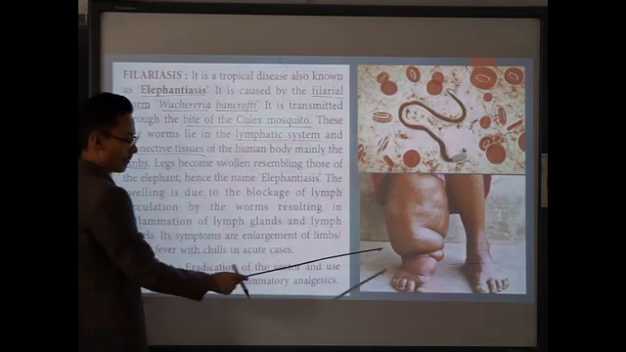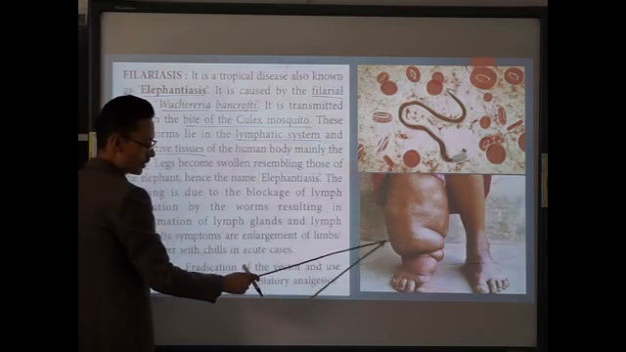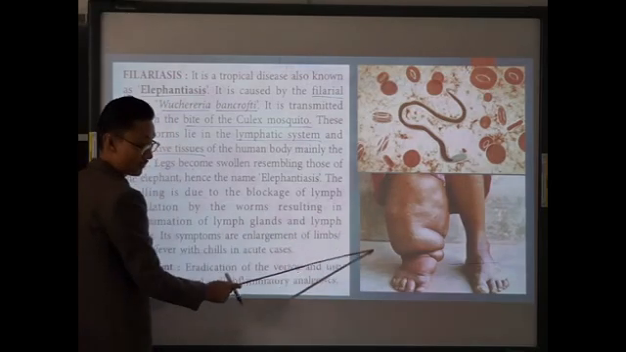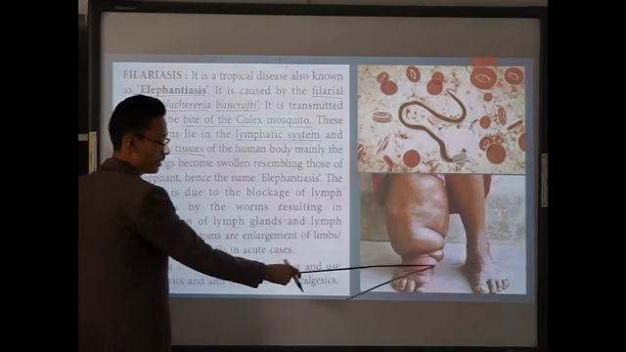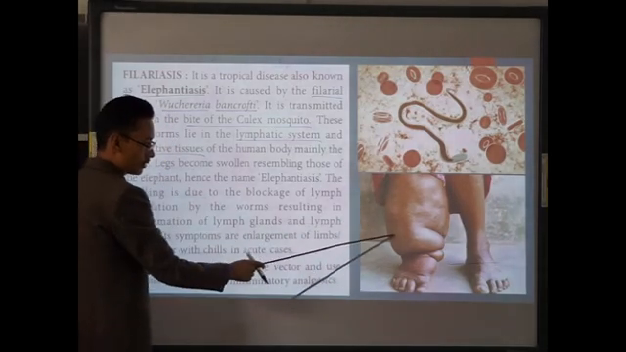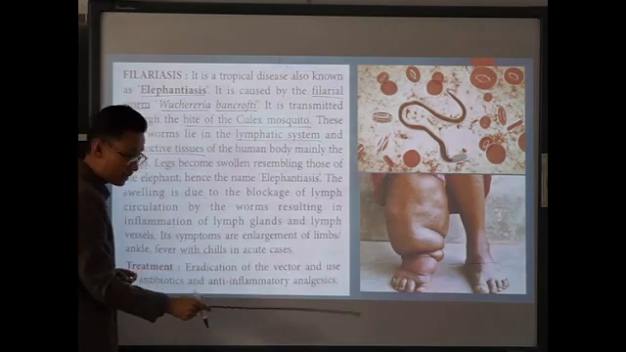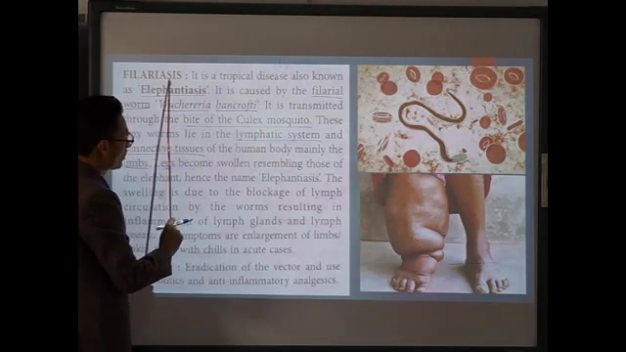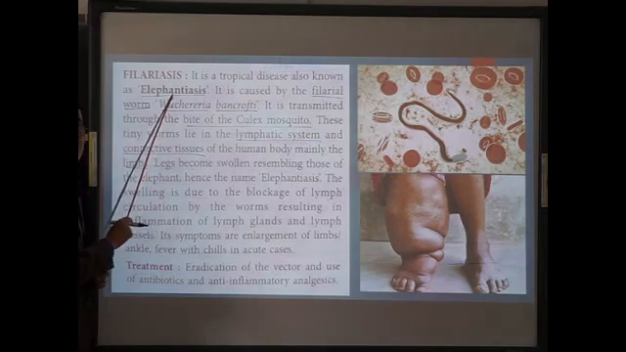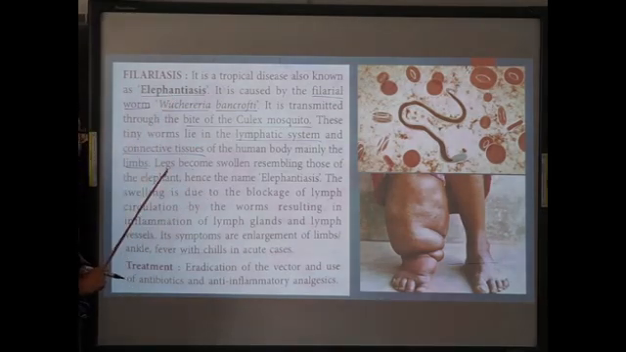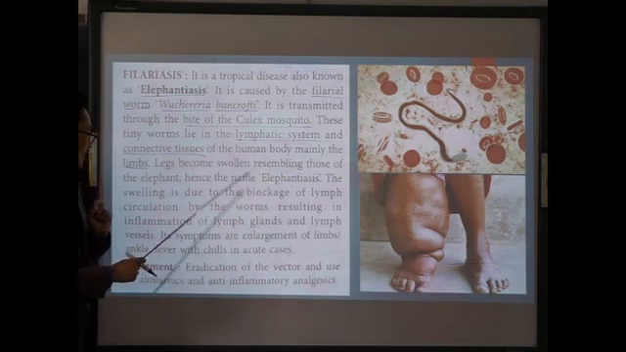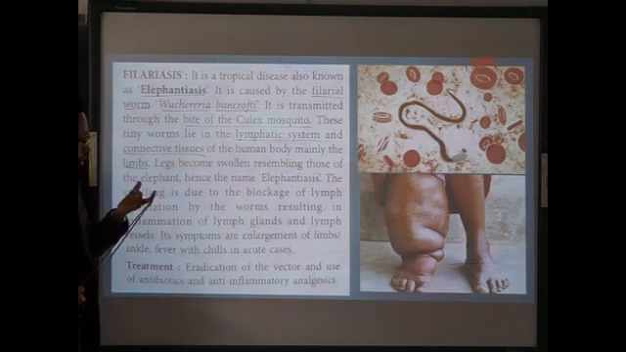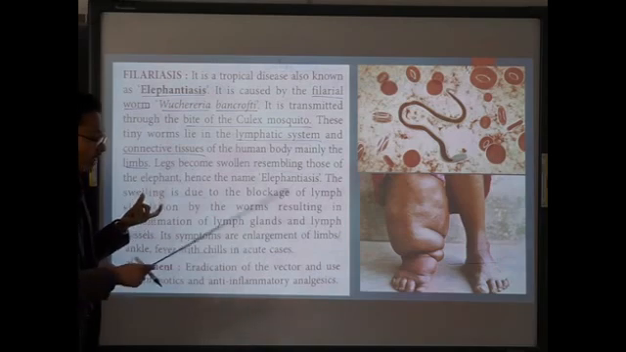So can you look at the diagram? Over here you can see the structure of the leg, right? It's totally swollen. There's inflammation of the leg. It looks like the leg of an elephant. Hence, the disease is also known as elephantiasis. Now, the legs become swollen, resembling those of the elephant. Hence, the name elephantiasis. Now, why is there swelling of the leg? We'll go through it.